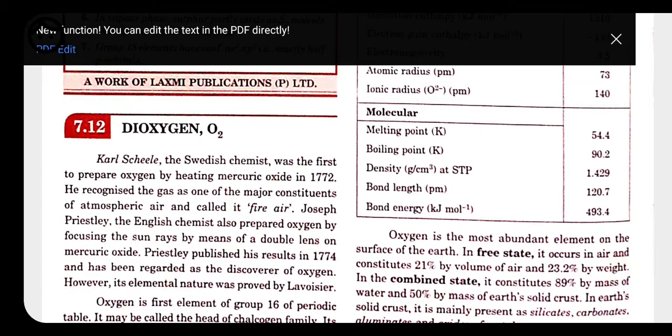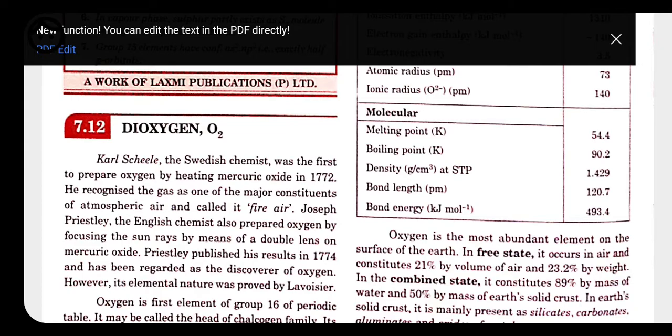Students, let's start with the very first element of group 16, that is oxygen. Group 16 of the periodic table has 5 elements, namely oxygen, sulfur, selenium, tellurium, polonium, and these are collectively known as chalcogens. So here we will start with the first element, that is oxygen. It is also called dioxygen.